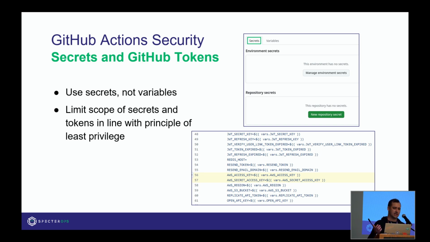And then, as always, limit the scope of the actual secret. If you need AWS creds in a runner for some reason, you should make sure that they can only do what they need to do, and not admin.